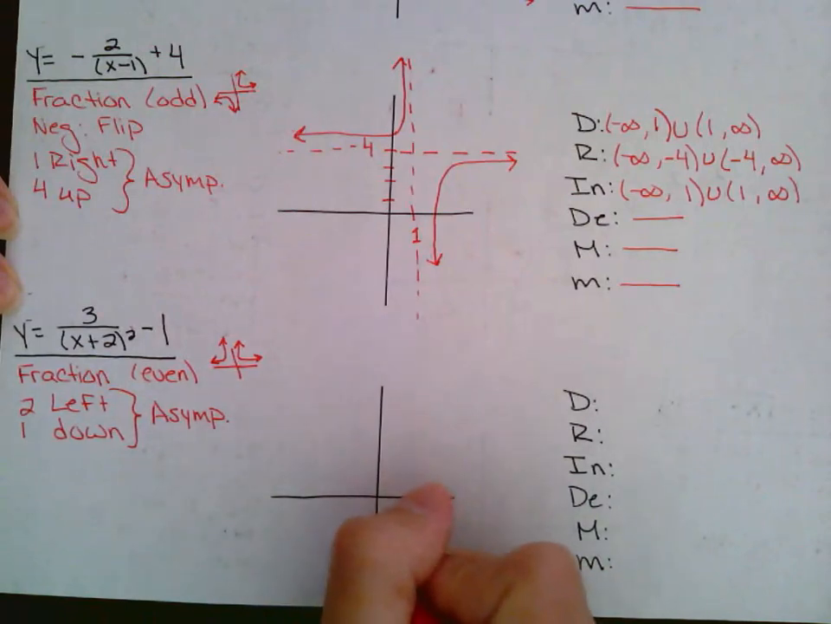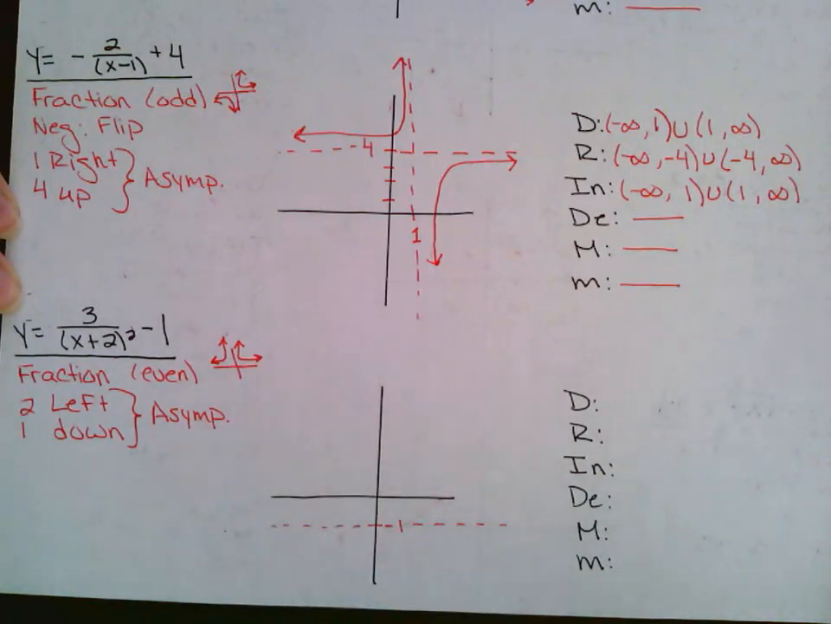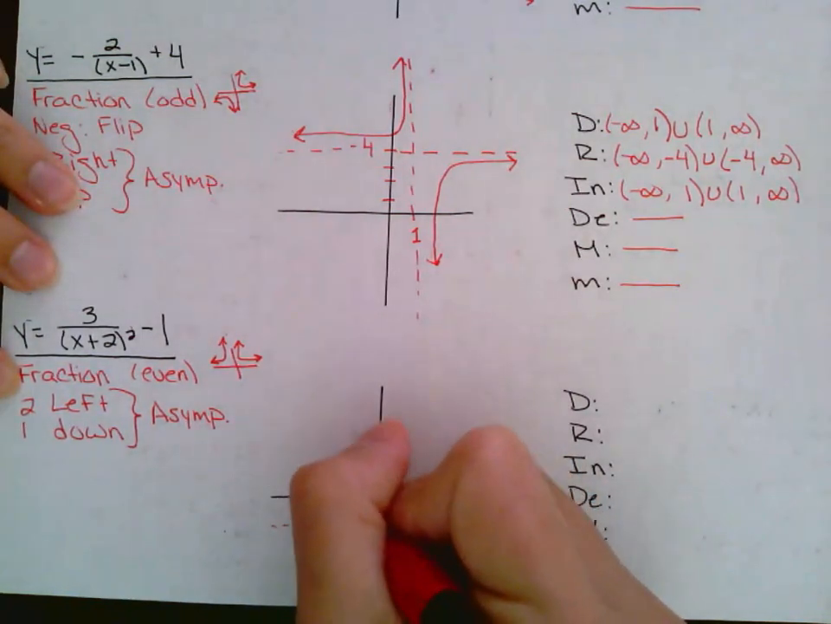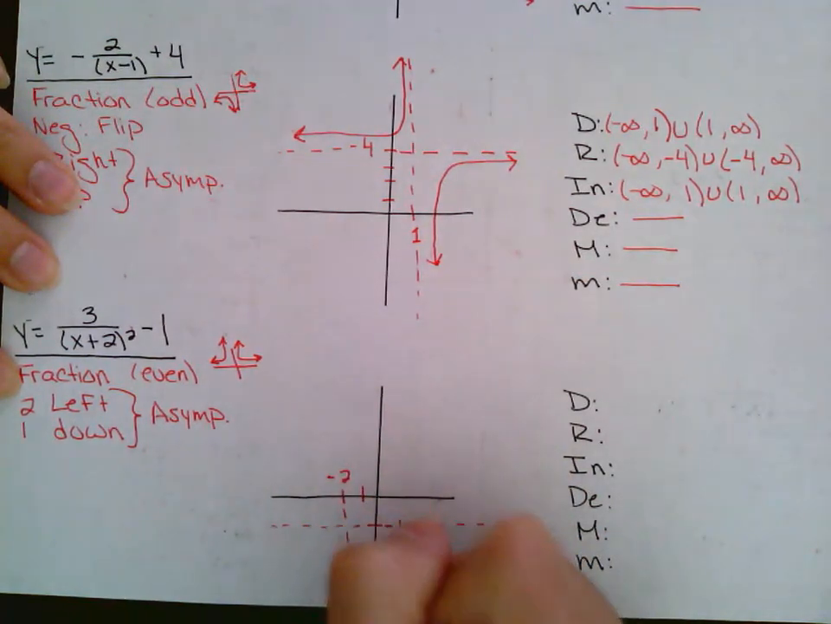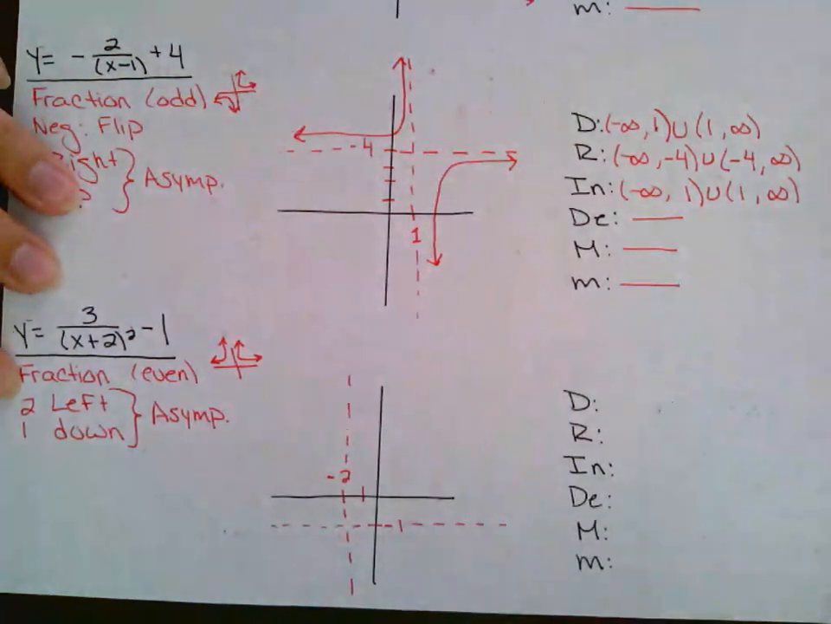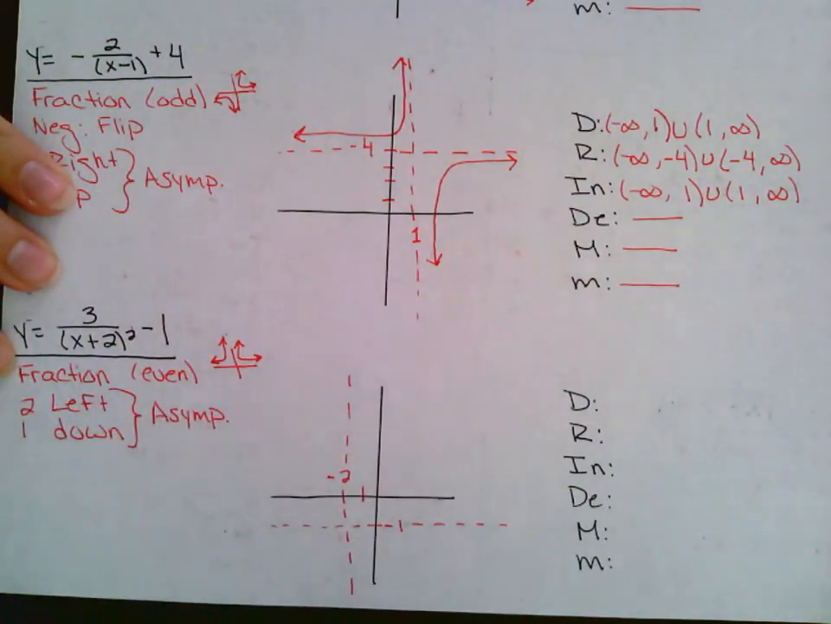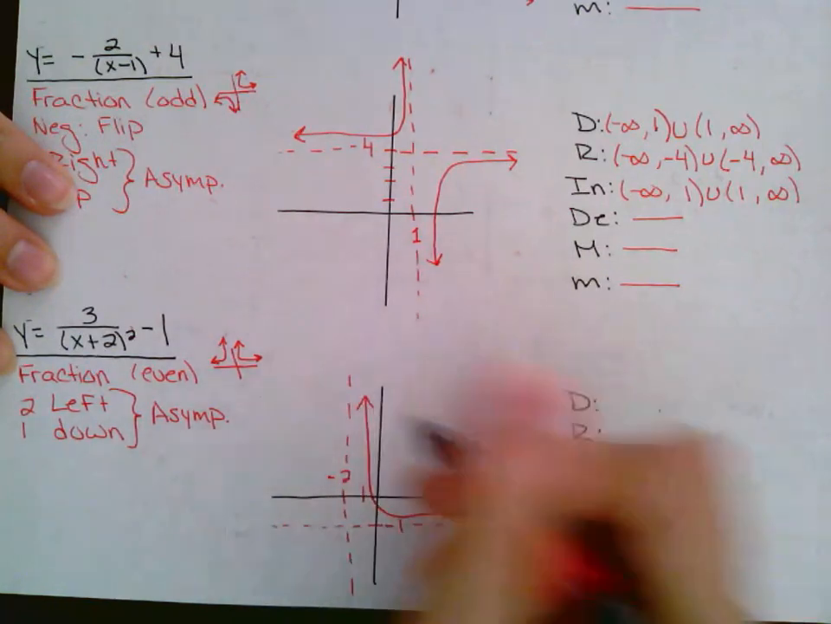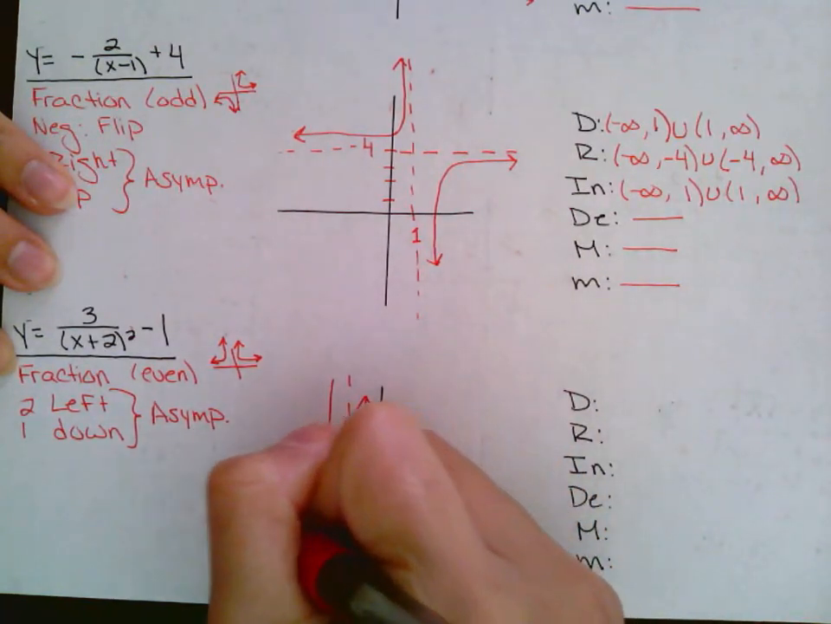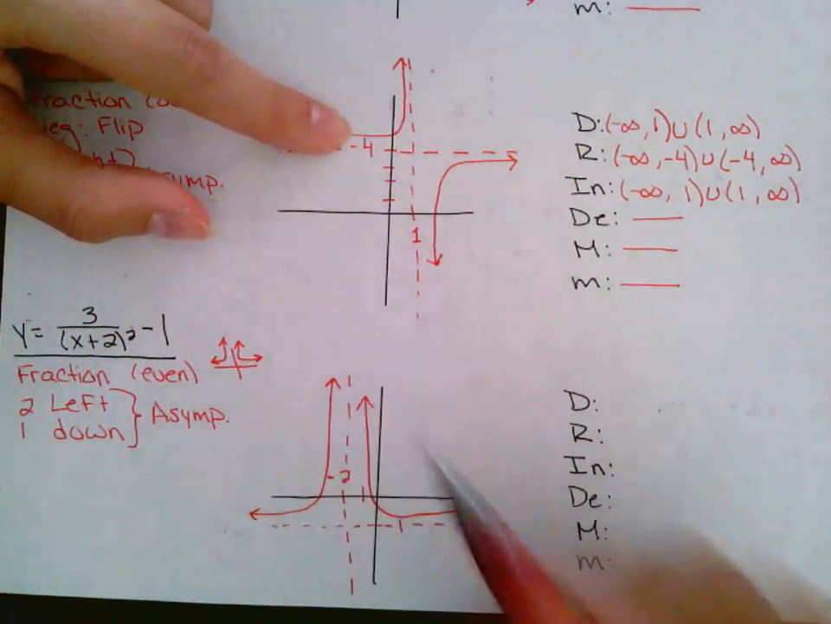Okay, so I'm going to go 1 down. And I'm going to go 2 to the left. Okay. Now, remember, this was even exponent on the fraction, and it stayed positive, so they're both on top. Very similar behavior to what happened here. Okay, oh, my drawing wasn't too even there.